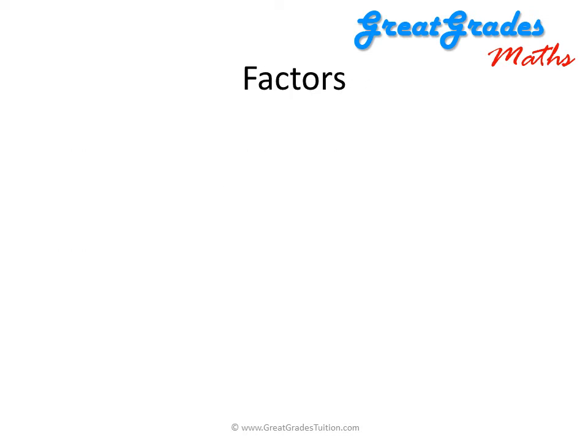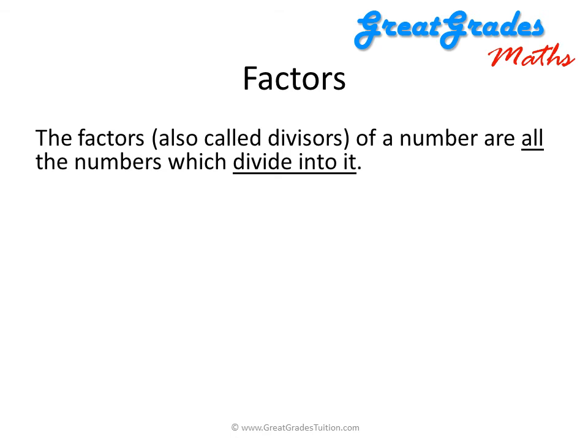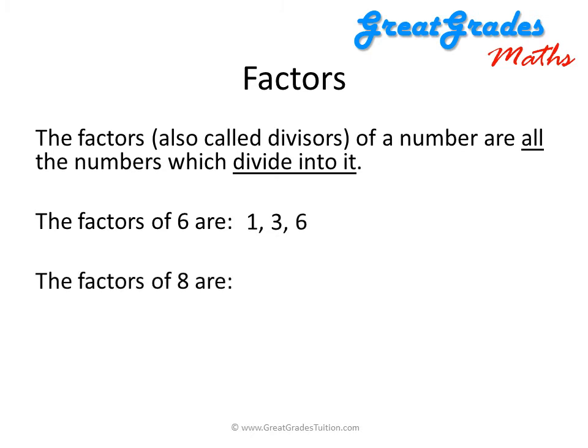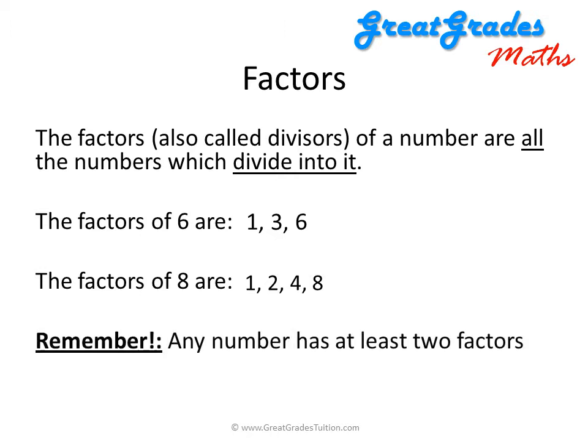So let's look at factors now then. What exactly are factors? Well, the factors, or divisors of a number, are all the numbers that divide into it. So for instance, if we wanted to find out what all the factors of 6 were, all we'd have to do is list all the numbers that divide into 6. So this is 1, 2, 3, and 6. But what about if we wanted to find the factors of 8? Well, again, we list all the numbers that divide into 8. So these are 1, 2, 4, and 8.